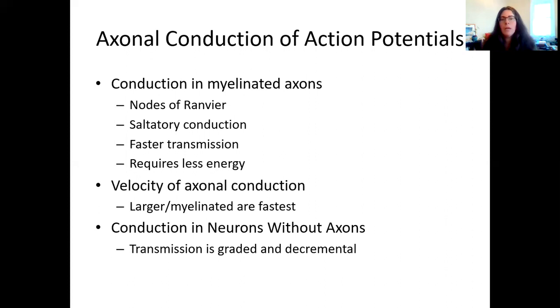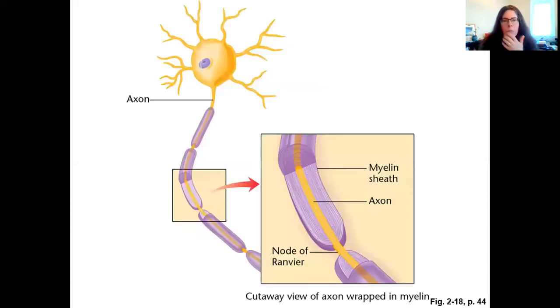Again, in the conduction of neurons without axons, the transmission is graded and decremental. So excitatory messages can decrease, they can fade away, and the message is bound to the intensity of the stimulus. So it's not an all or none law. The intensity and the transmission are intertwined. Local neurons or intrinsic neurons don't have axons, and they communicate in this way.